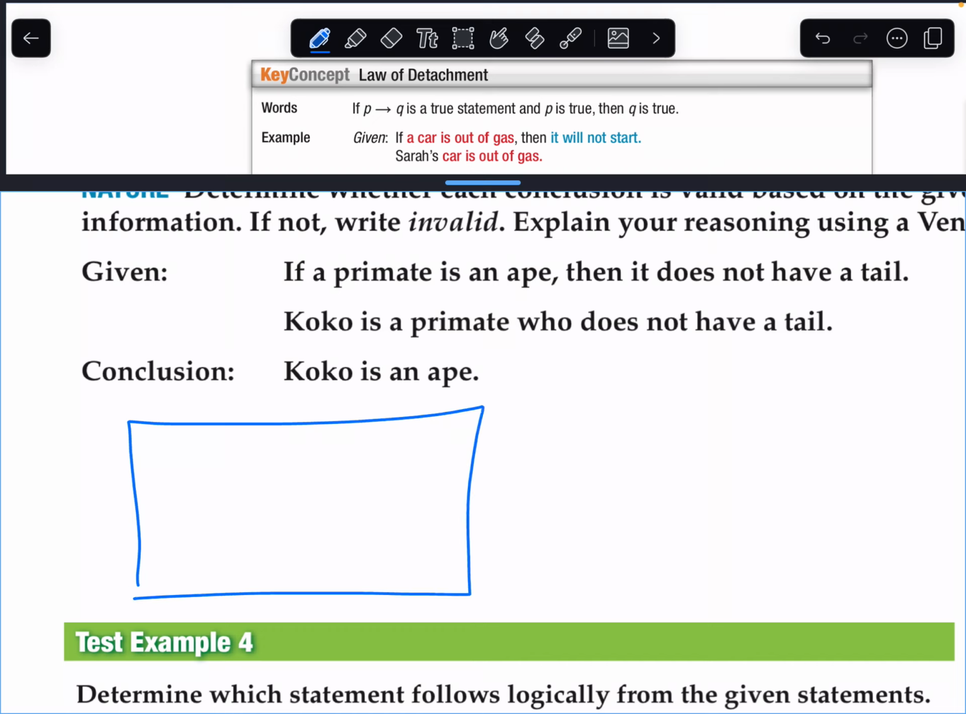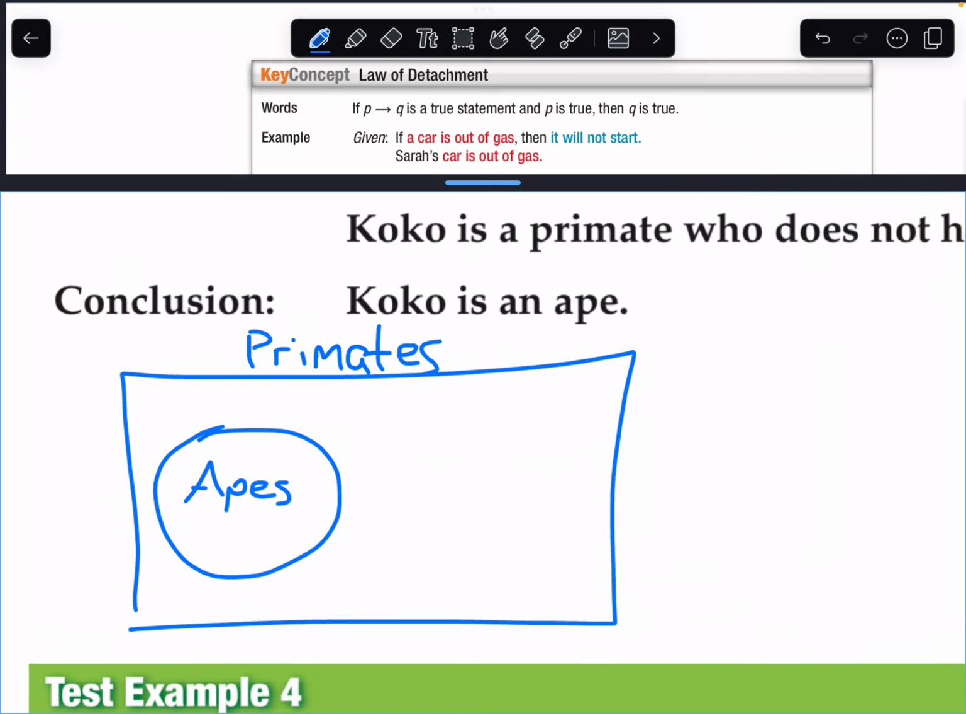Let's talk about all of the primates. And inside the primates, we'll have the apes. You know what? We can write inside the circle here. And if a primate is an ape, then it does not have a tail. So that would have to be a separate group for having a tail.